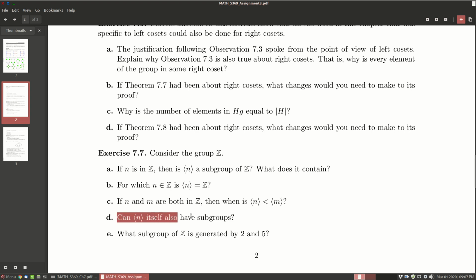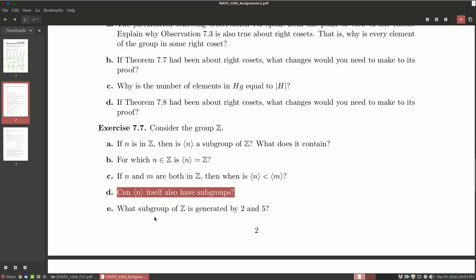Can this guy also have other subgroups? Well, probably the answer is yes, or it depends on what the value of n is. So it's either yes, no, or it depends. But the idea is we have a pretty simple object here.